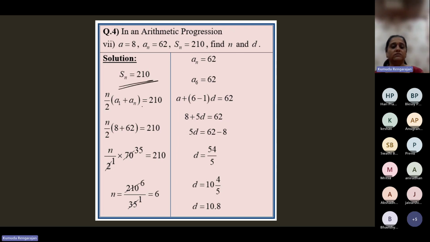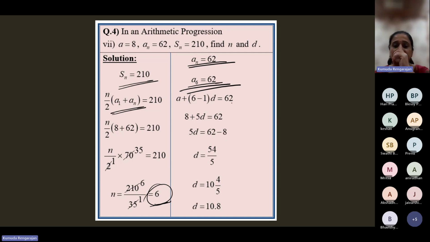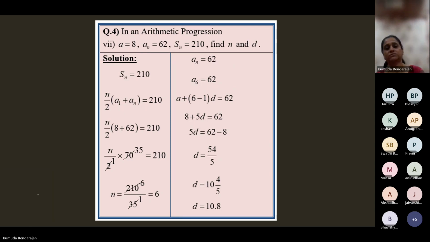So we work Sn using this formula. We find the value of n. an is 62, but n is 6. So that means A6 is 62. A6 means a plus n minus 1, 6 minus 1 into d is 62. a is 8 plus 5d is equal to 62. Work this and find the value of d. All right, children?